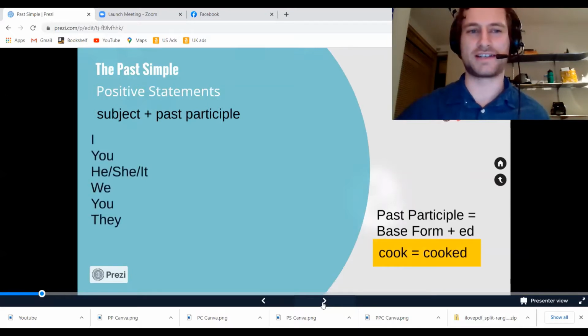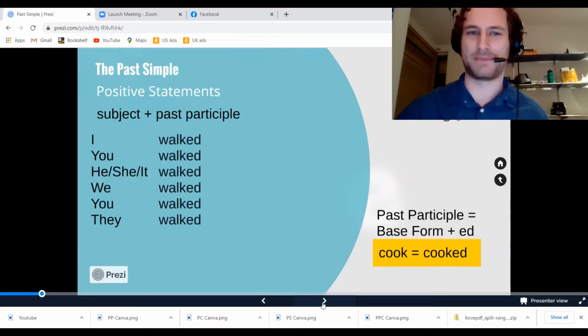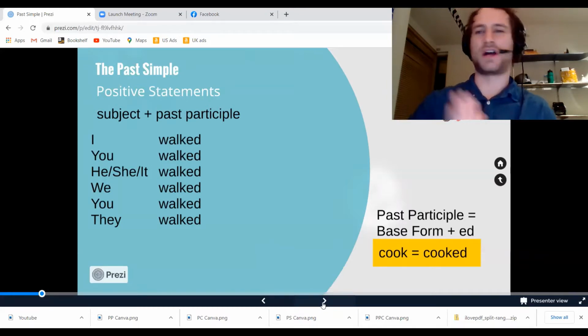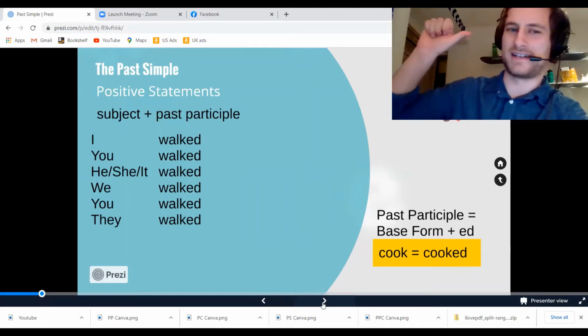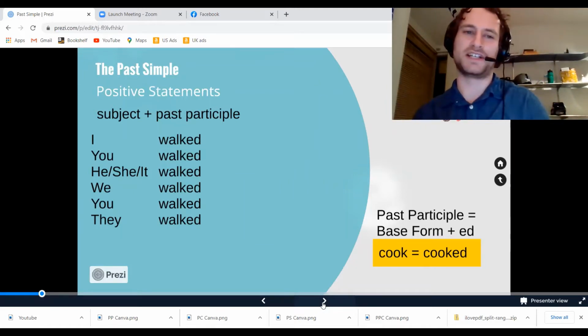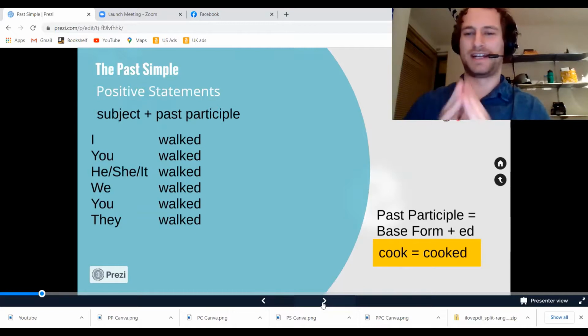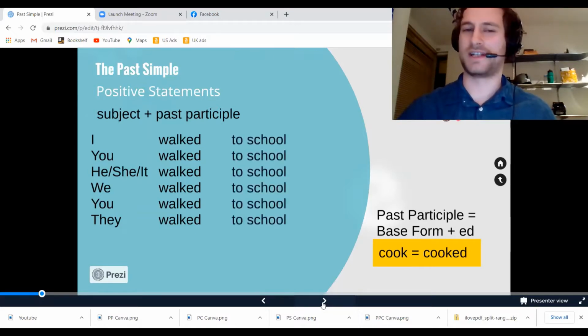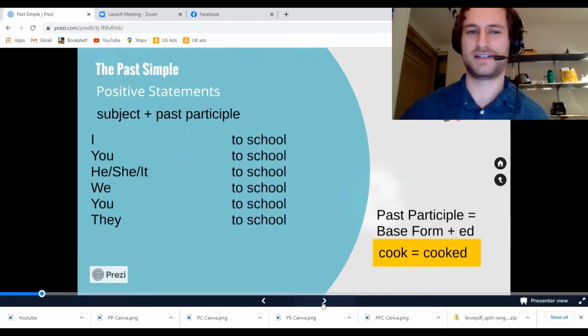We have our subjects, I, you, he, she, it, we, you, and they. Here's our past participle, walked. I walked. You walked. He walked. She walked. It walked. We walked. You walked. They walked. So we're not talking about the present. We're not talking about the future. We're talking about the past. So we're talking about walking at a certain time before right now. Let's continue this example. I walked to school. So just stating where we walked.